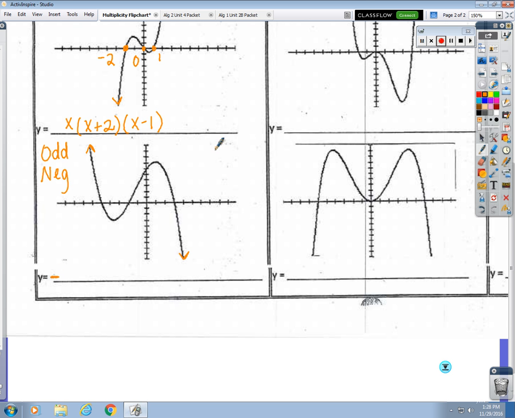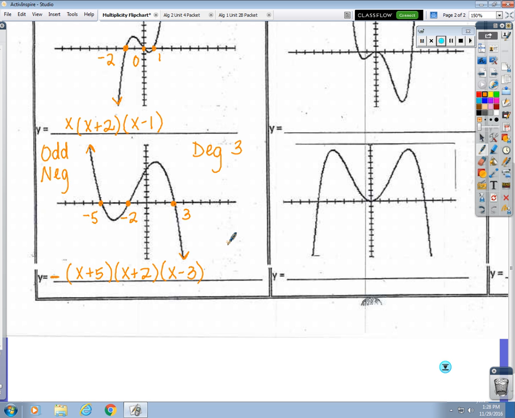Okay, now, what degree is it? 3. Because it crosses the x-axis 3 times. It crosses at -1, 2, 3, 4, 5. So what factor represents this -5? The -2 and the +3.